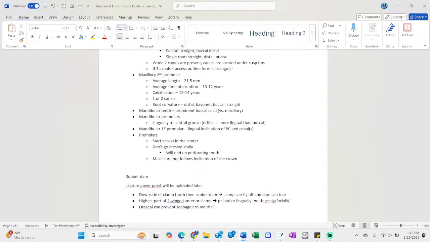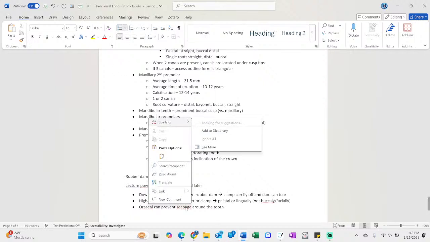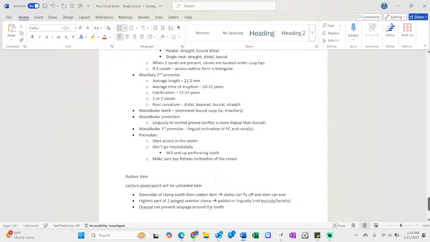Oraseal is nice because you can condense it and pack it, and it stays a pretty similar consistency, whereas the Cavit can get a little crumbly or dry out a little bit. The Cavit's cheaper, and if you're a general dentist who may have more Cavit laying around, you can use a little Oraseal. So you can just roll the Cavit up like a little hot dog and place it, just like a donut, going all the way around.